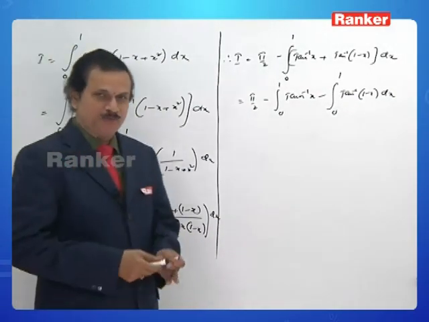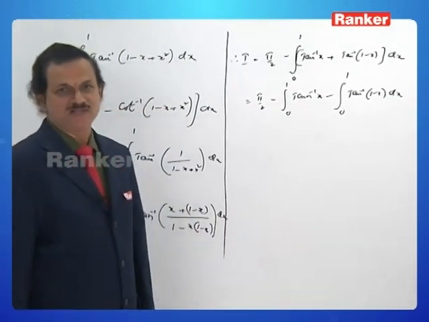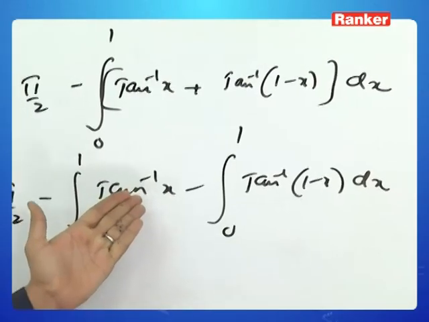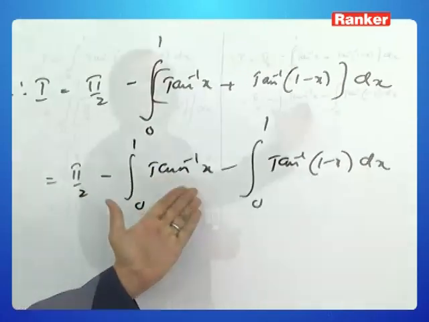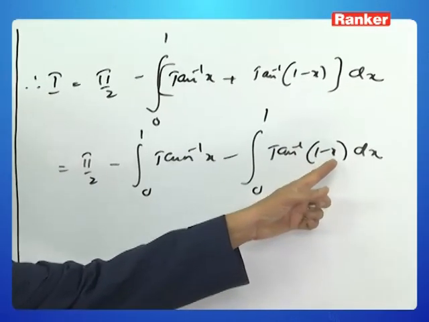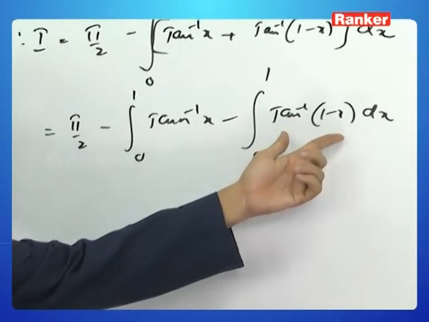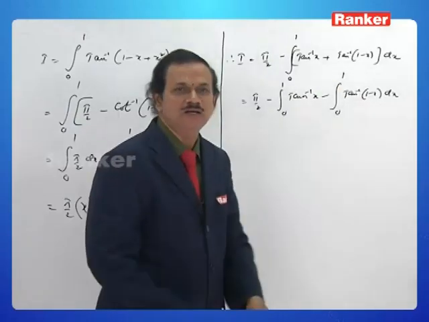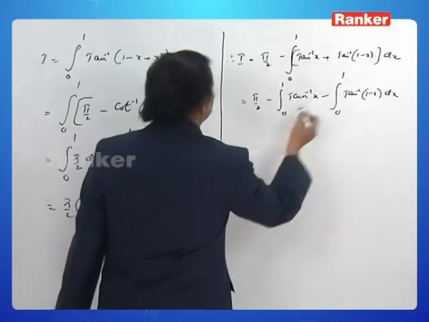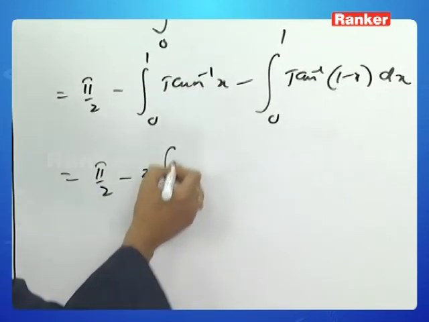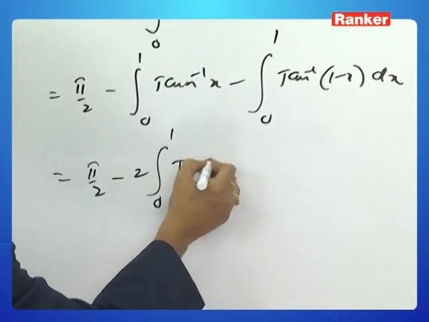Well, my dear, please recollect one of the standard results in definite integrals: integral 0 to a f of x is nothing but integral 0 to a f of (a minus x). Even if you put 1 minus x in the place of x, this is nothing but tan inverse x. So these two are numerically equal. Hence, you can write this as pi by 2 minus 2 into integral 0 to 1 tan inverse x.